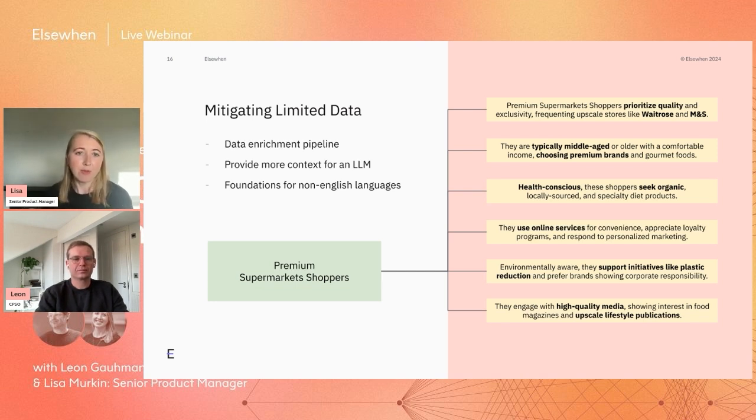So in this example, premium supermarket shoppers became enriched to be more descriptive, including phrases like prioritizing quality, being middle-aged, health conscious, and supporting initiatives such as plastic reduction. All that helped the LLM choose more interesting audience segments.